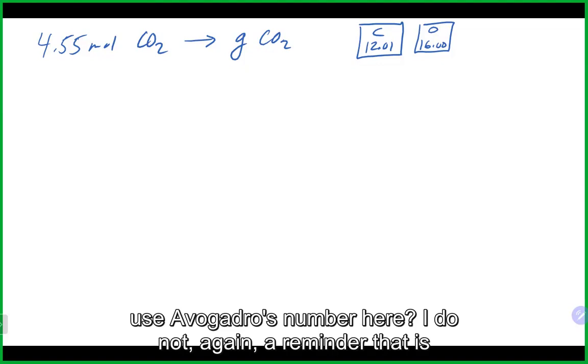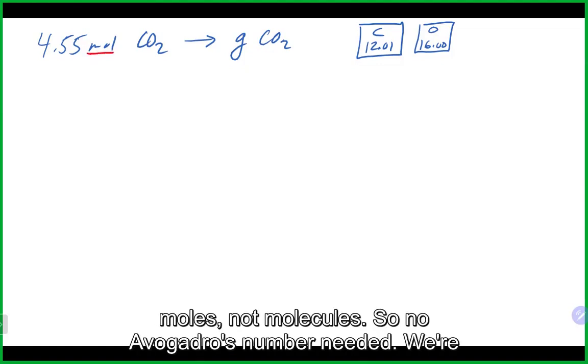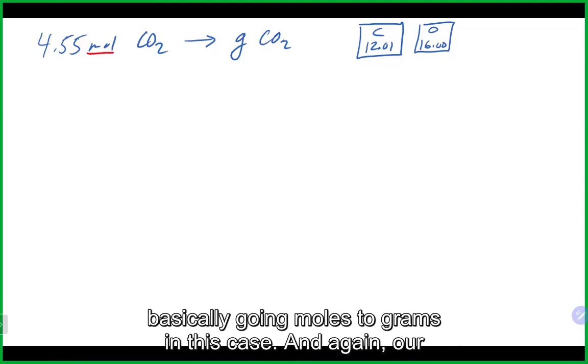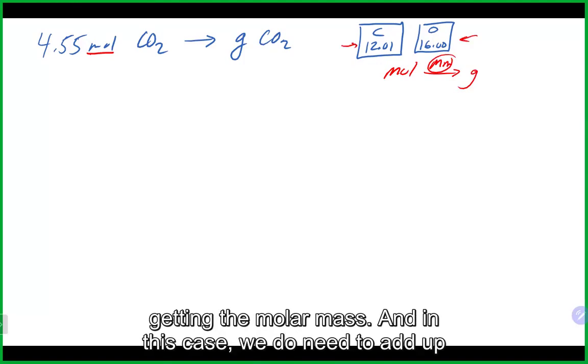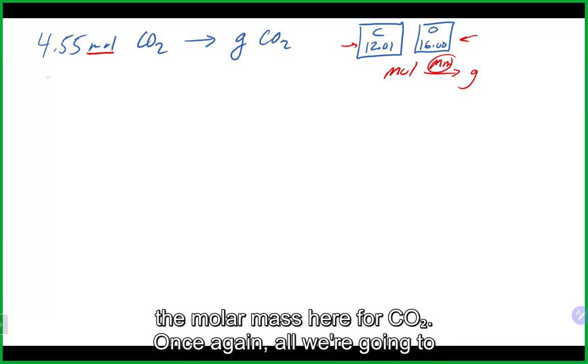Do I need to use Avogadro's number here? I do not. Again, a reminder, that is moles, not molecules. So no Avogadro's number needed. We're basically going moles to grams in this case. And again, our conversion factor to do that is from the periodic table, getting the molar mass. In this case, we do need to add up the molar mass for CO2.